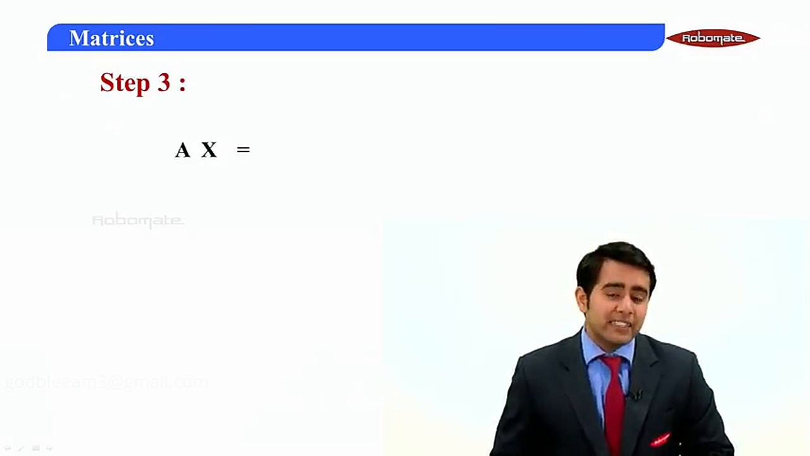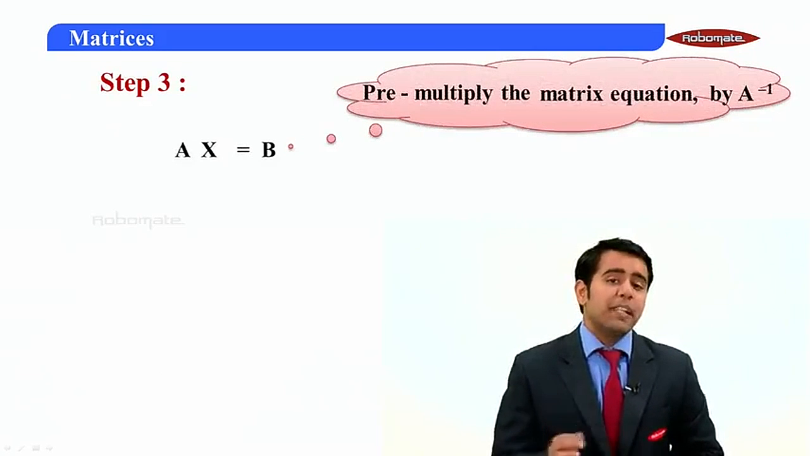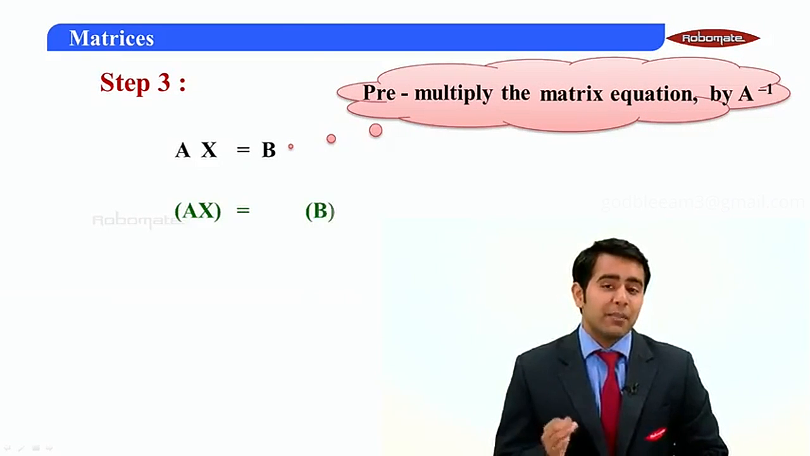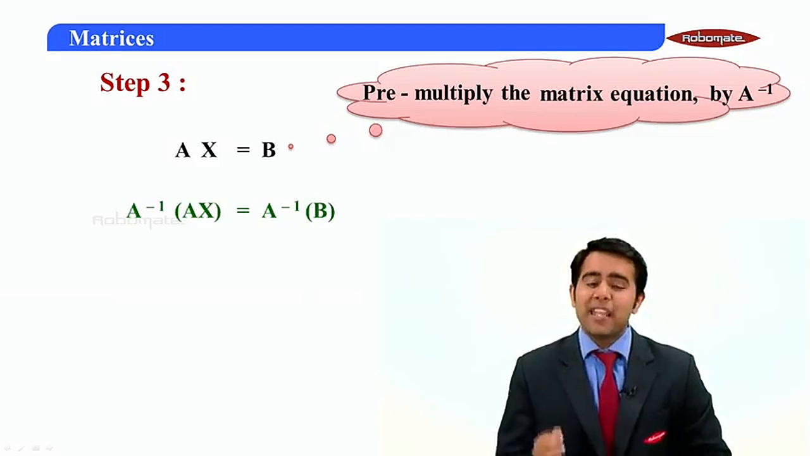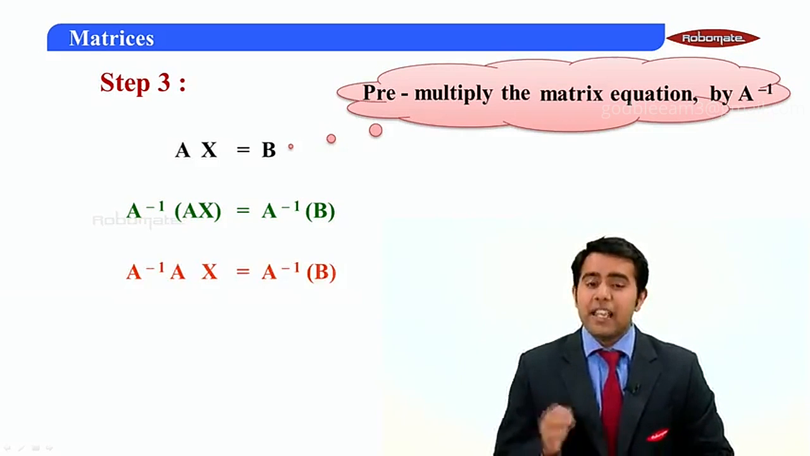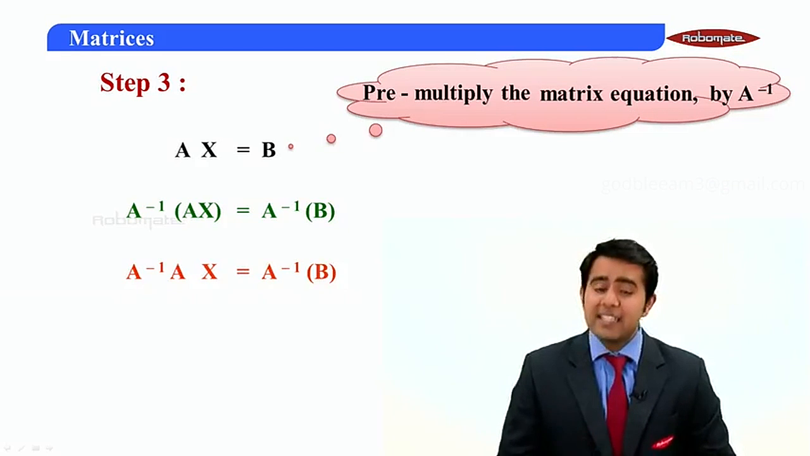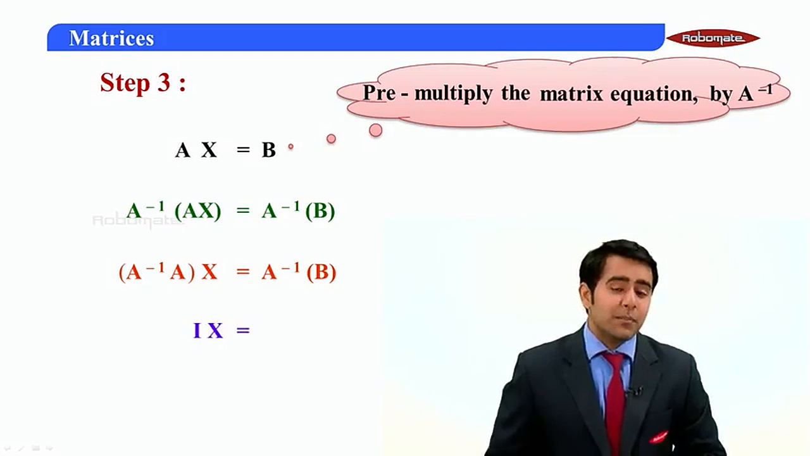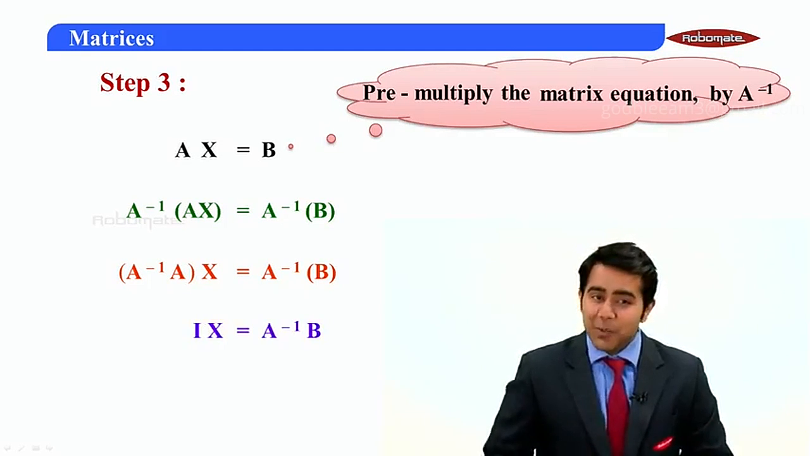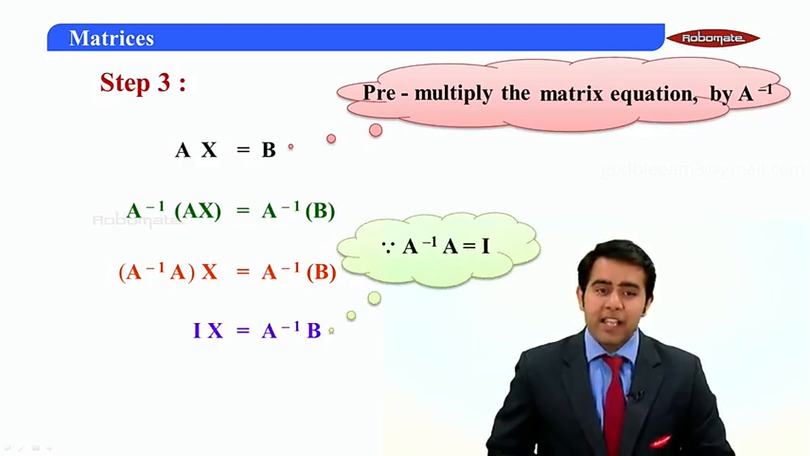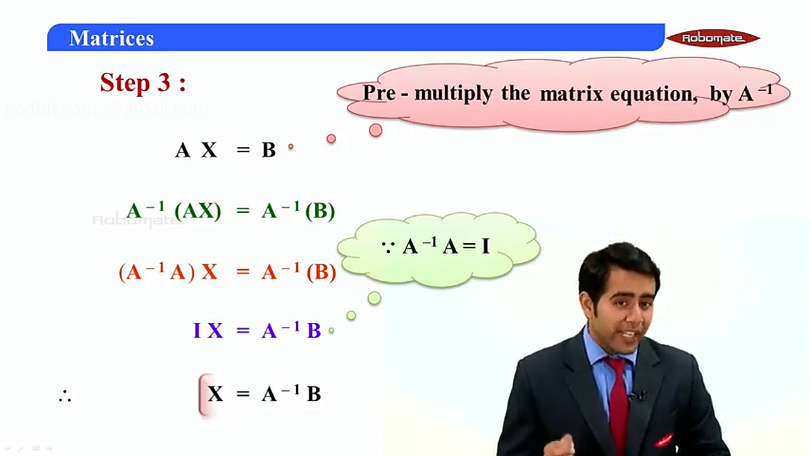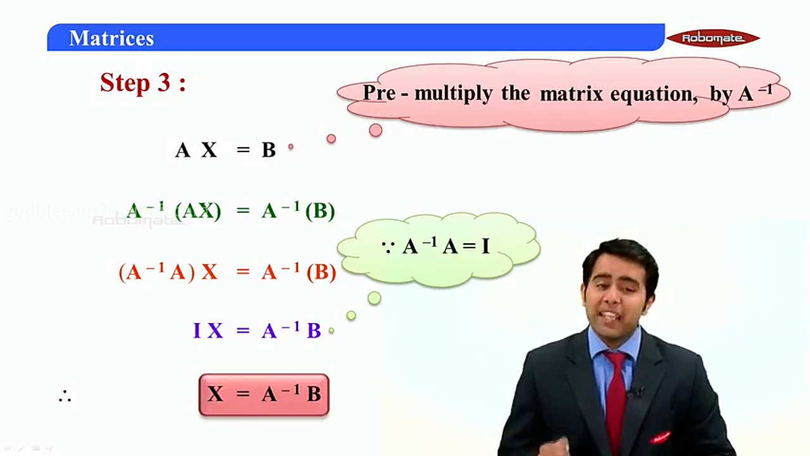Now step 3 states that if AX equals B, then pre-multiply the matrix equation by A inverse. Pre-multiplying means multiplying the matrix by A inverse on the left. So A inverse into AX will be equal to A inverse into B. Moving further, A inverse into A into X is equal to A inverse into B. Taking A inverse into A as one part, this turns out to be I into X equal to A inverse B. We know that A inverse into A gives me I, so I into X is equal to X, and this value is equal to A inverse into B.